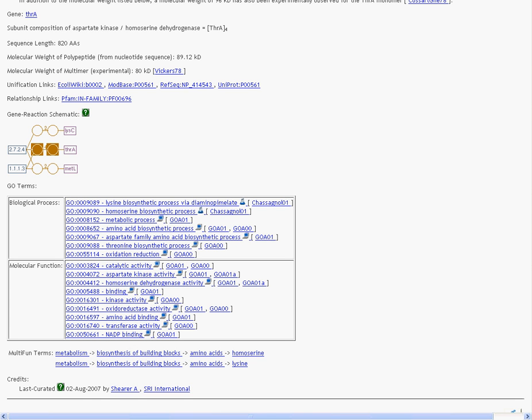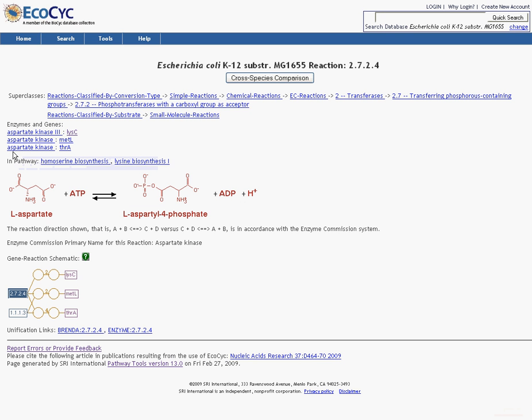Last time, we were looking at a BioCyc protein page, in this case, an enzyme. This time, we'd like to look at a reaction. So from the THRA page, let's click through to one of the reactions it catalyzes. Here we are on a reaction page in a BioCyc database.